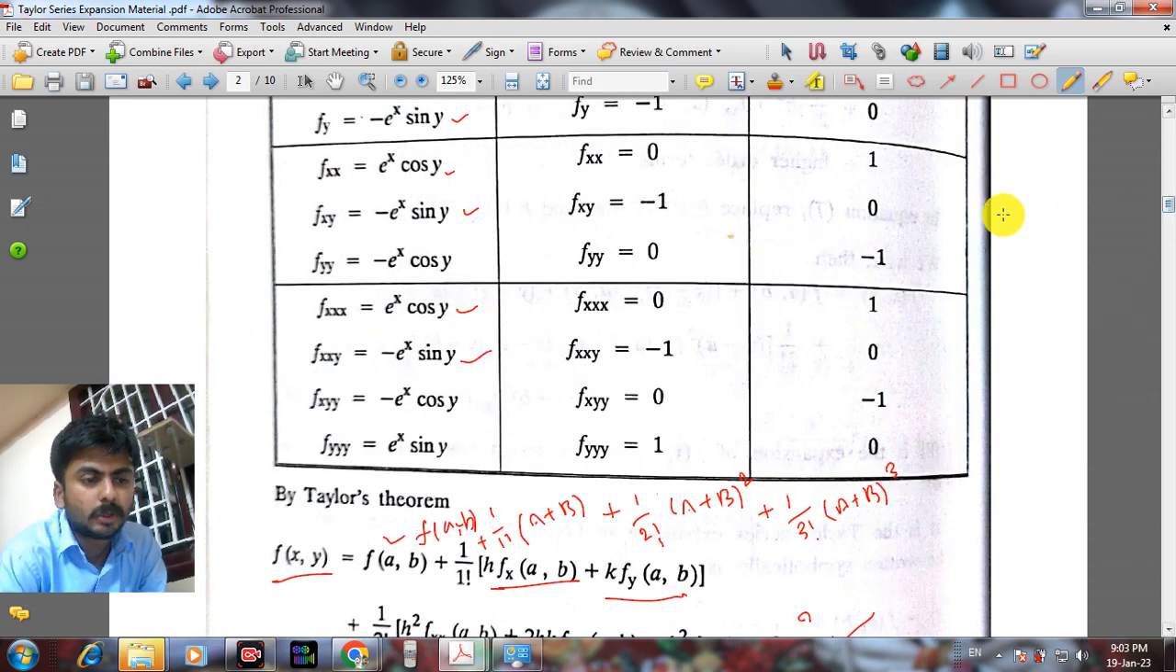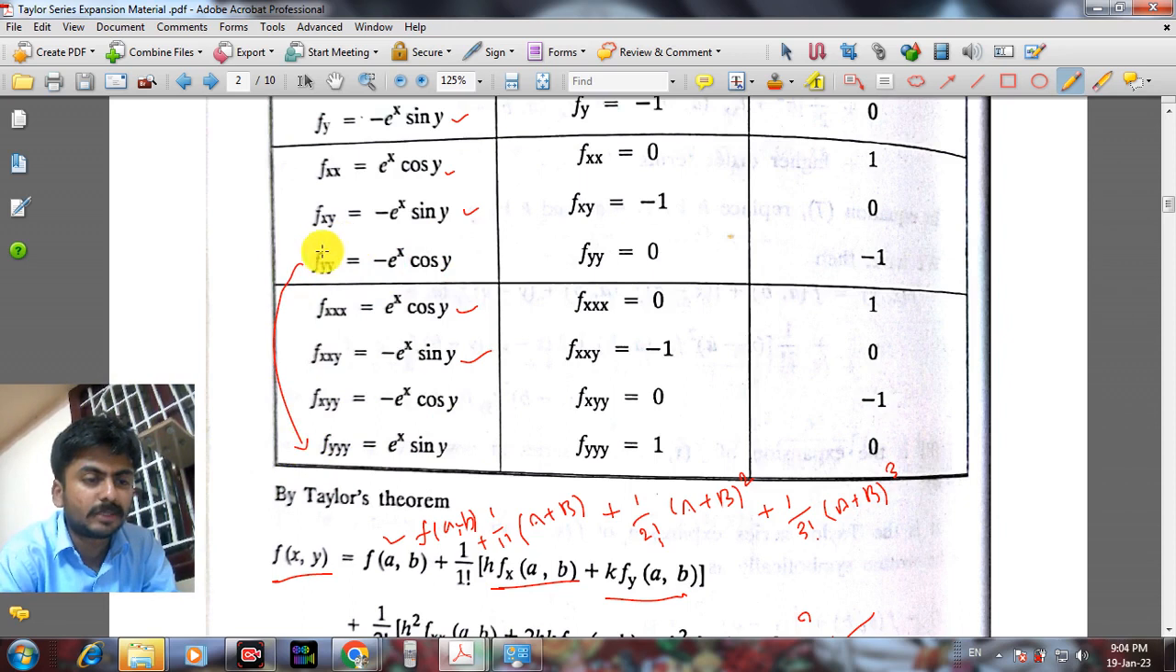So f triple x is the same as f double x, and if I differentiate f double y with respect to x, I get again the same term, because cos y is constant and the derivative of e power x is e power x with respect to x. So I get the minus, so fxyy equals minus e power x cos y. Now for f triple y, only this term is the changing term.